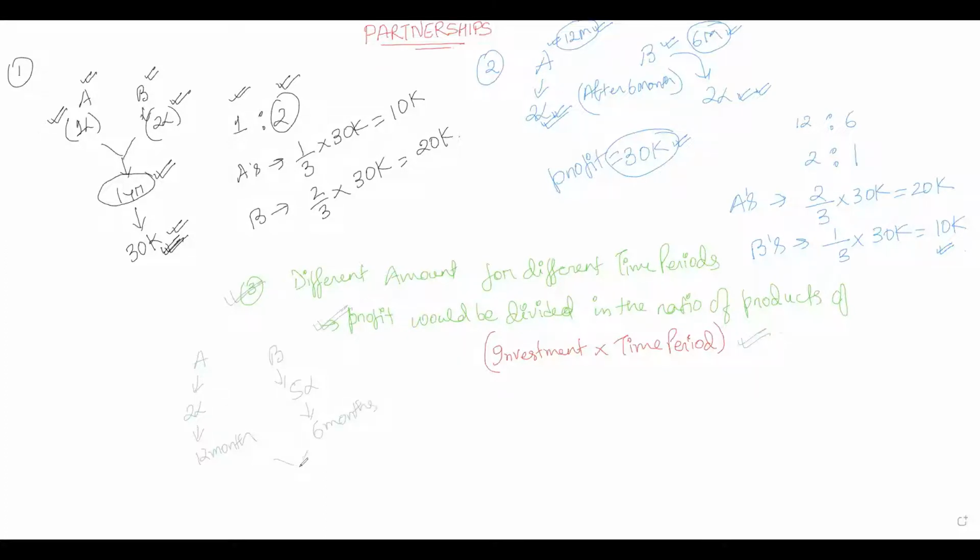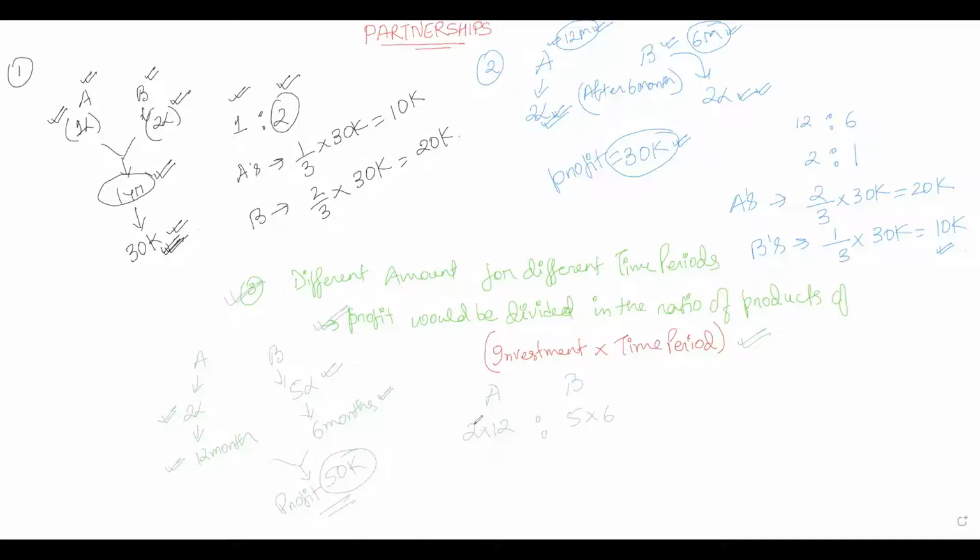And after the completion of the year, they have earned a profit of, say, 50,000 rupees. So in what ratio will this 50K be divided between A and B? So in this case, the amount invested is different. The time period for which the investment is done is also different. So in such a case, the ratio of the profit would be simply, for A, 2 times 12 months. For B, this would be 5 times 6. So that would be the ratio.